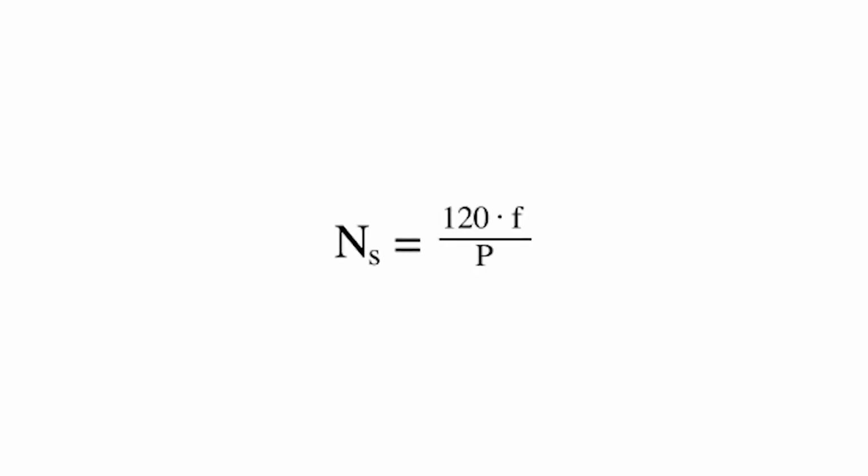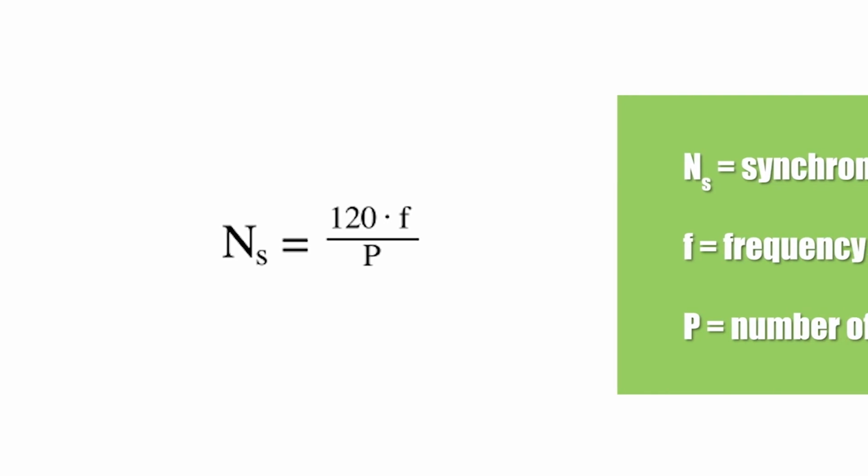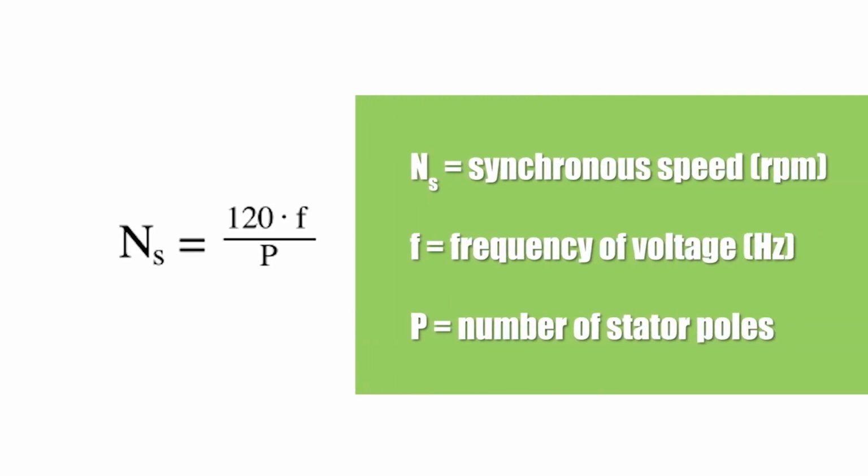The speed of the stator's rotating magnetic field is known as the motor's synchronous speed. The synchronous speed in RPM can be found by multiplying the frequency of the voltage, which is typically 50 or 60 Hz, by 120 and dividing by the number of stator poles.